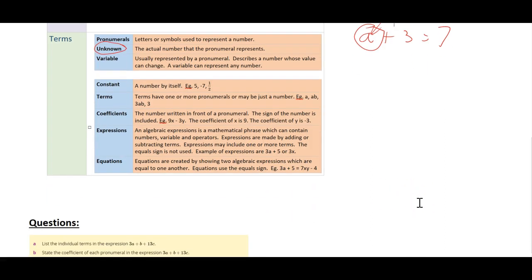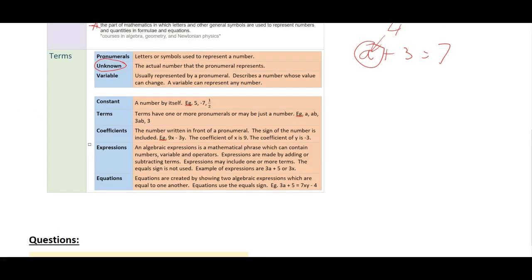Next we're going to move into the actual parts of an algebra formula. The first one here is a constant, which is a number by itself. In this case, if we use this symbol again, the number by itself would be the 3. It's a number that, like all other numbers, is just a constant one. We also then have terms. Terms have one or more pronumerals.